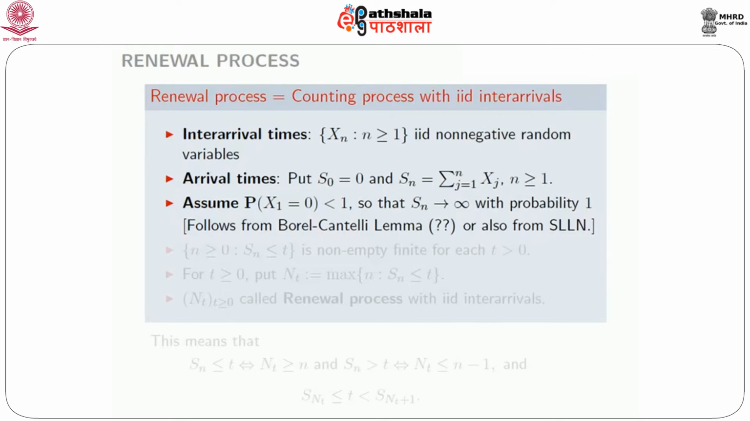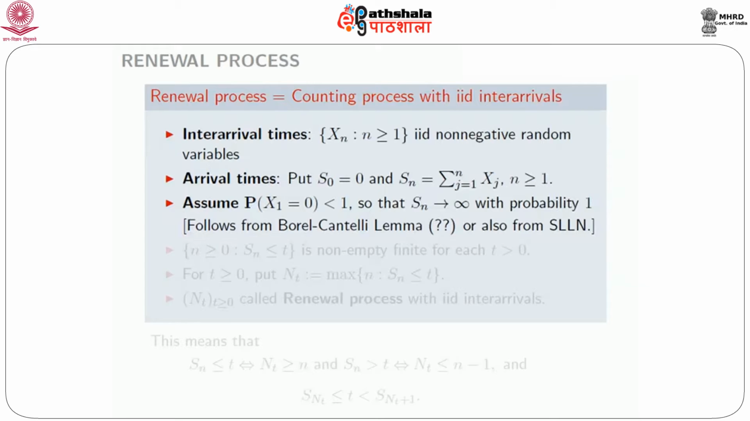The only restriction is that they are IID non-negative random variables, and of course, to keep things away from triviality, we will assume that they are not degenerate at 0, because in that case all arrivals would take place clubbed at 0. So, there is a positive probability that the Xn's take positive values, but you also allow positive probability for taking the value 0. These are the inter-arrival times. Arrival times are, as expected, partial sums of these. For the sake of completeness, we put S0 to be 0, as we did even for a general counting process, and Sn is the partial sum of this IID sequence.